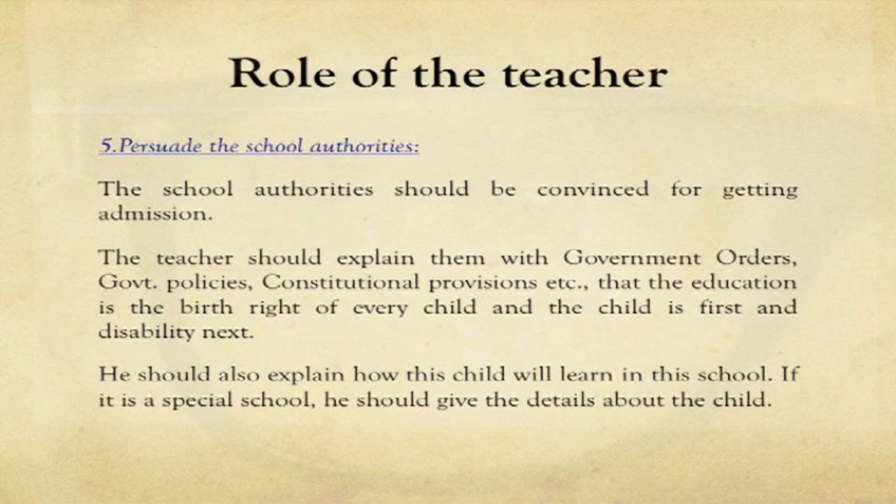Number 5, persuade the school authorities. The school authorities should be convinced to give admission. The teacher should explain to them the government orders, government policies, and constitutional provisions, that education is the birthright of every child, and that the child comes first and the disability next. He should also explain how this child will learn in the school. If it is a special school, he should give the details about the child.